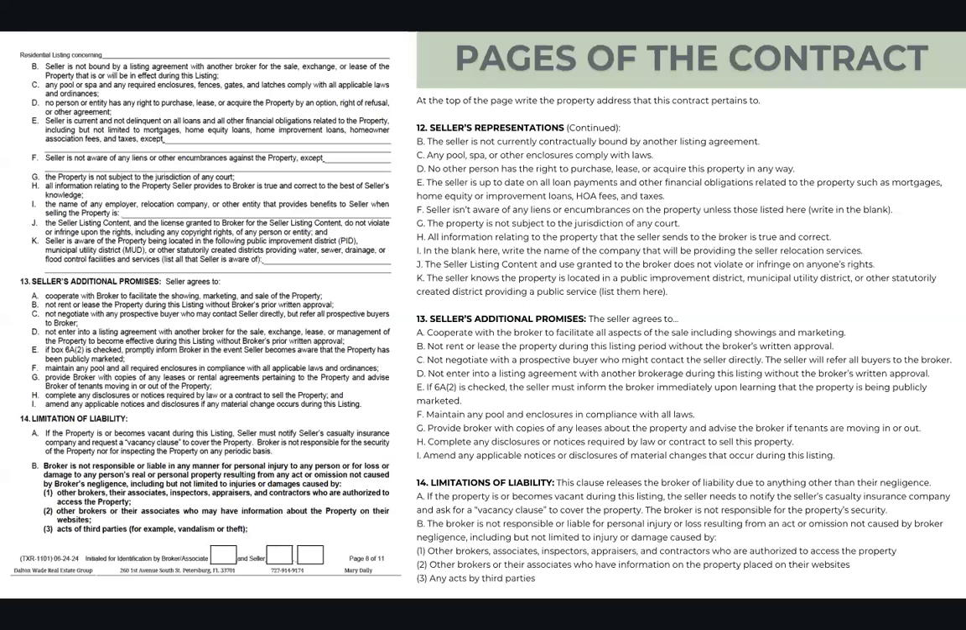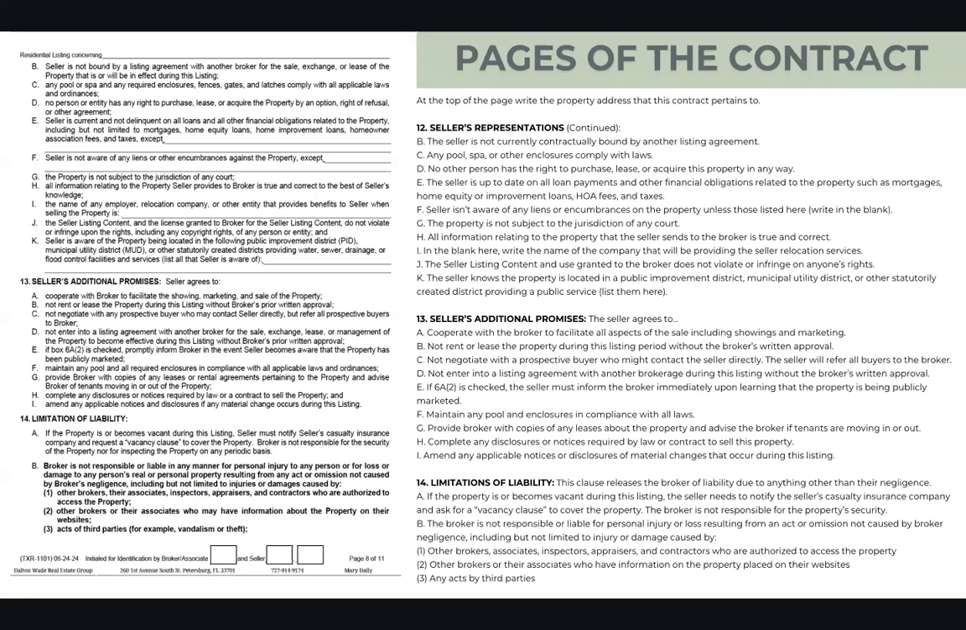The seller agrees to cooperate with the broker to facilitate all aspects of the sale, including showings and marketing, not rent or lease the property during this listing period without the broker's written approval, not negotiate with a prospective buyer who might contact the seller directly. The seller will refer all buyers to the broker. The seller will not enter into a listing agreement with another brokerage during this listing without the broker's written approval. And if 6A2 is checked, the seller must inform the broker immediately upon learning that the property is being publicly marketed in any way.